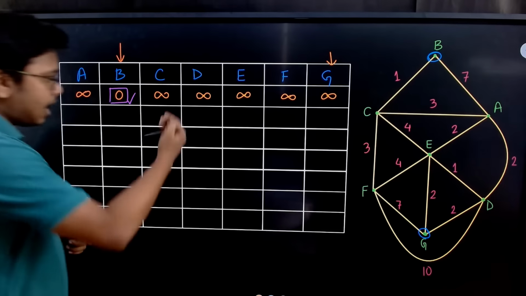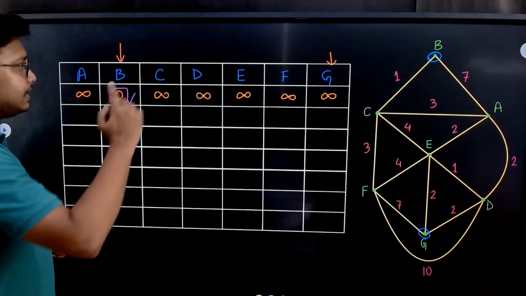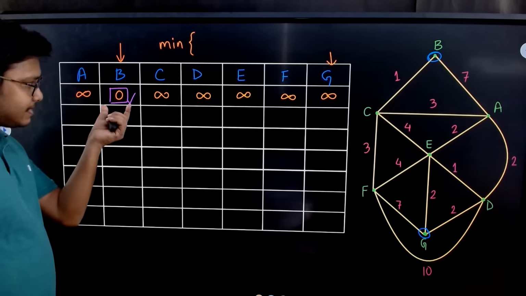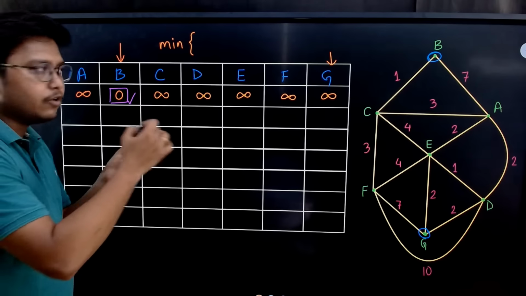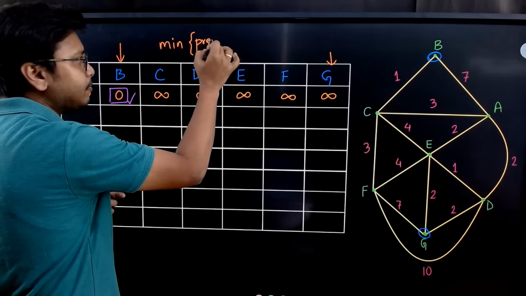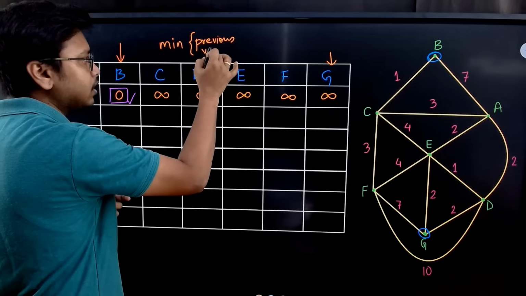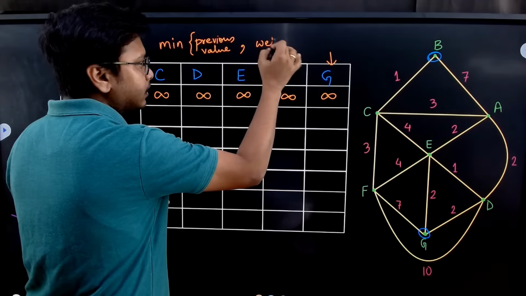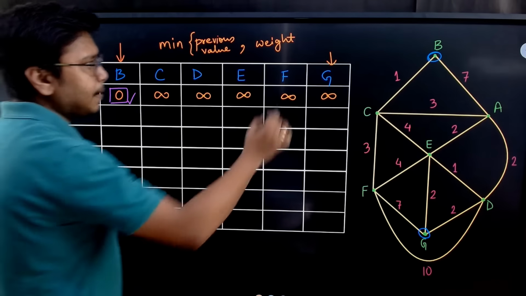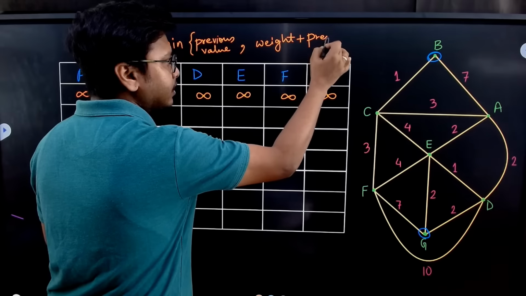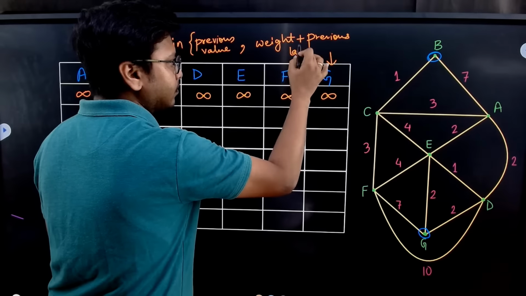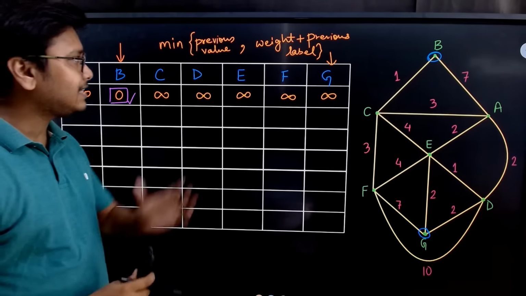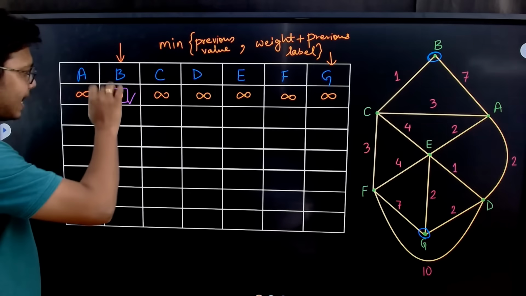Okay, now how will we proceed to the next row? This is the calculation that we need to do in our mind: the minimum of the previous value in the row, comma, the weight (I'll explain what that is) plus the previous label. Okay, so let's just try to remember this for now and let's see how this works out. So I have labeled B.